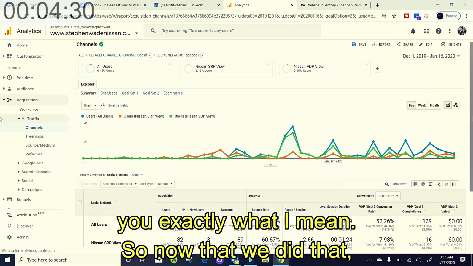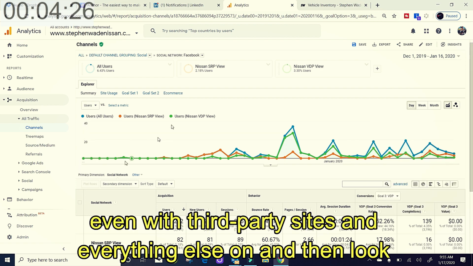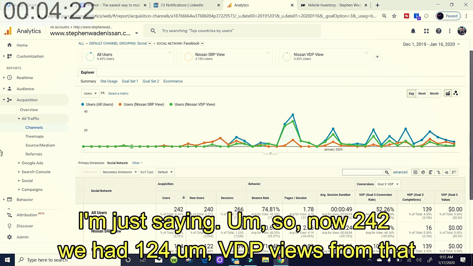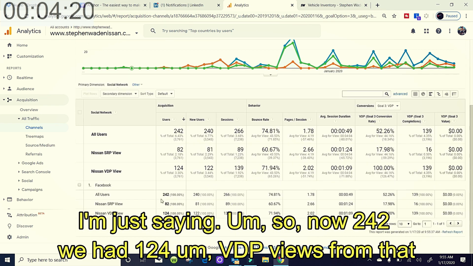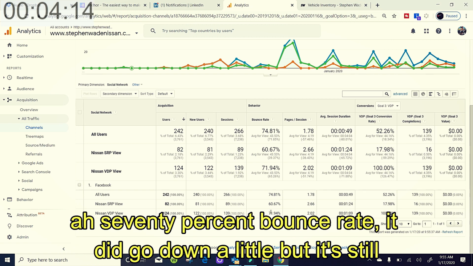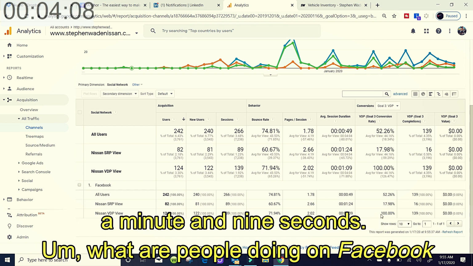So now that we did that, and by the way, just look at the average traffic, right? Even with third-party sites and everything else on, and then look, once we turned on social, look at the spikes here. So, I'm just saying. So now 242, we had 124 VDP views from that, 70% bounce rate. It did go down a little bit, but it's still kind of high, more pages per session. And now look at the average duration on site, 1 minute and 9 seconds.